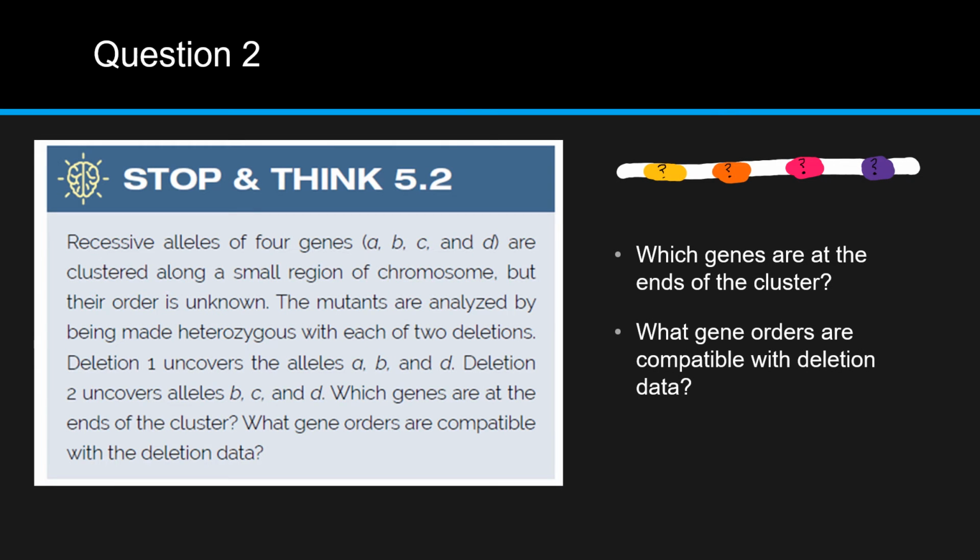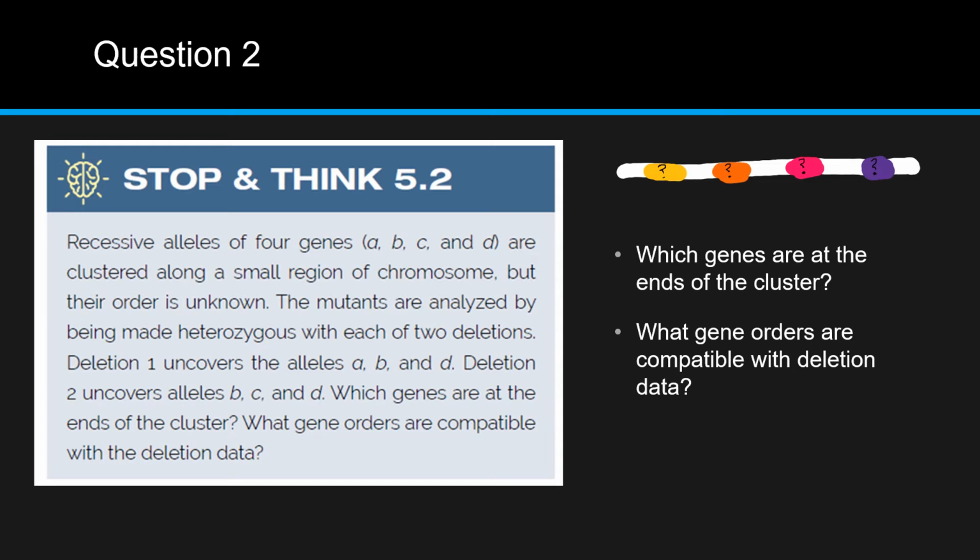Okay, this question is the Stop and Think 5.2, and now we're going to read it and try to answer these two questions. Okay, so here we have a recessive allele for four genes, A, B, C, and D, and they are clustered in a small region of a chromosome, but the order is unknown.